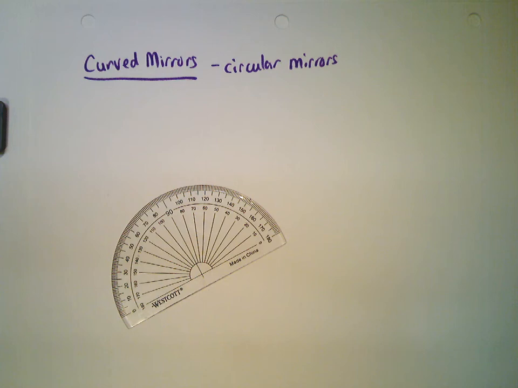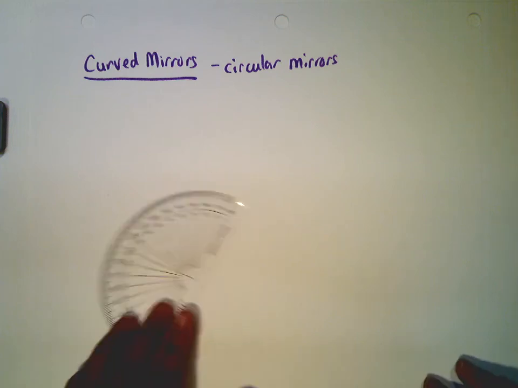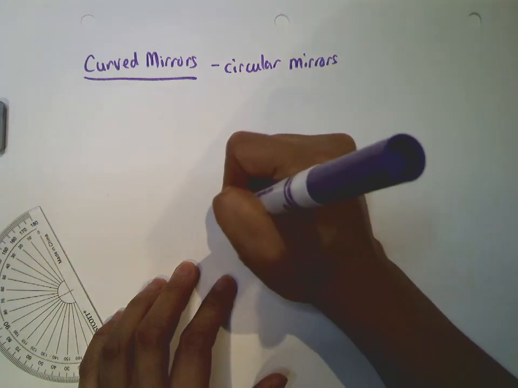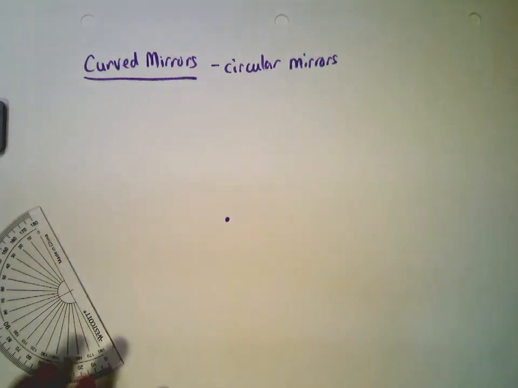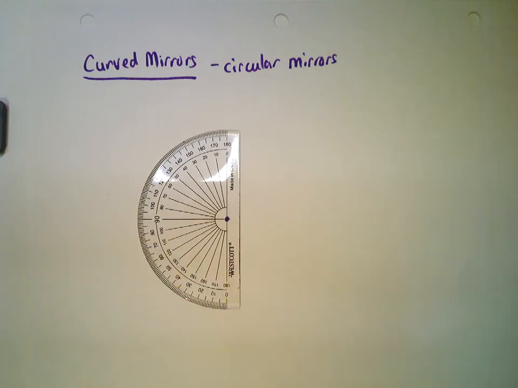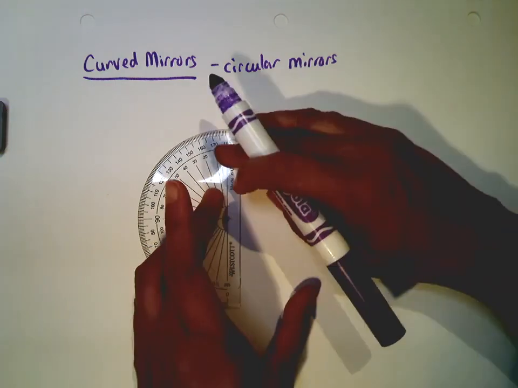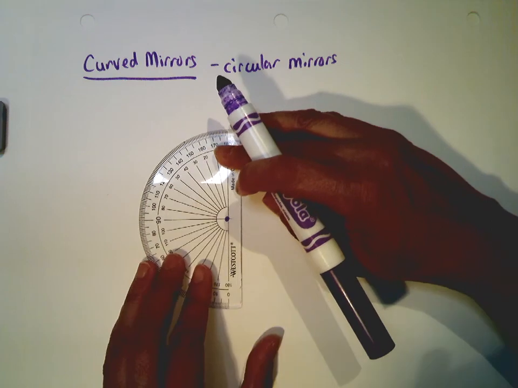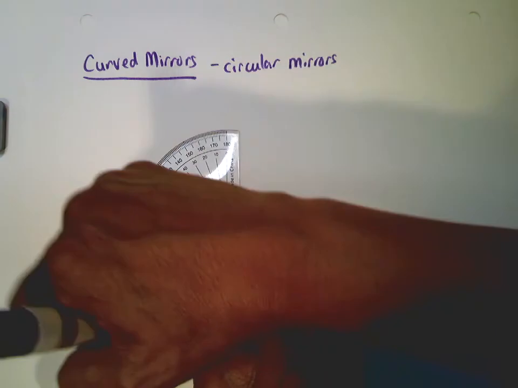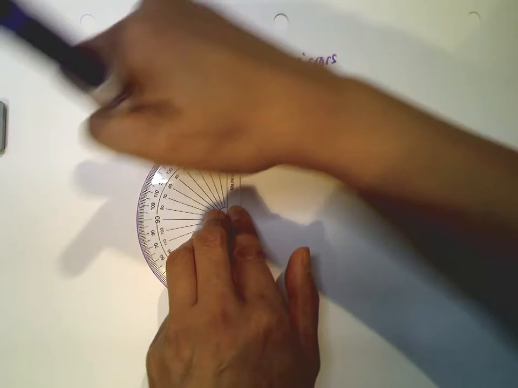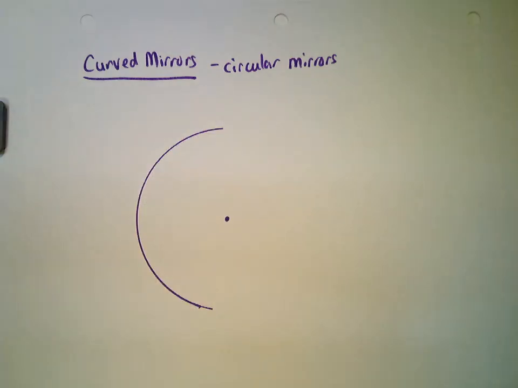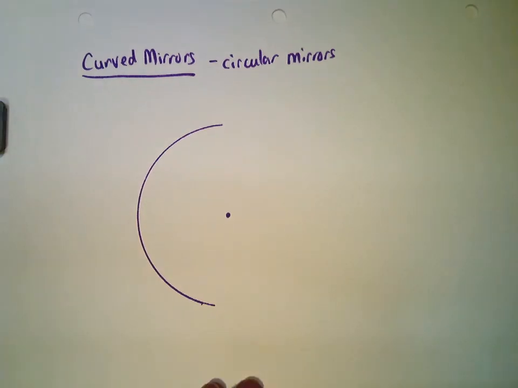All right, so I'm going to draw a circle, I guess, mirror, but before I do that, I'm going to draw a dot, and that will represent the center of my circle. I'm going to line it up with the center of my protractor like so, and now I'm going to trace the outside of the protractor. Now the protractor gives you a nice circle, and so there is my nice circular mirror.